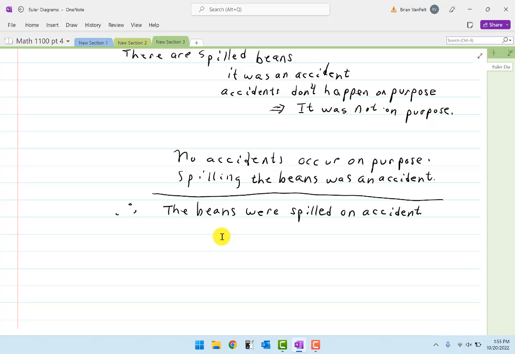This now is valid. So many of these examples, if I have an invalid argument, I'm going to try to do something to the argument to make it valid.